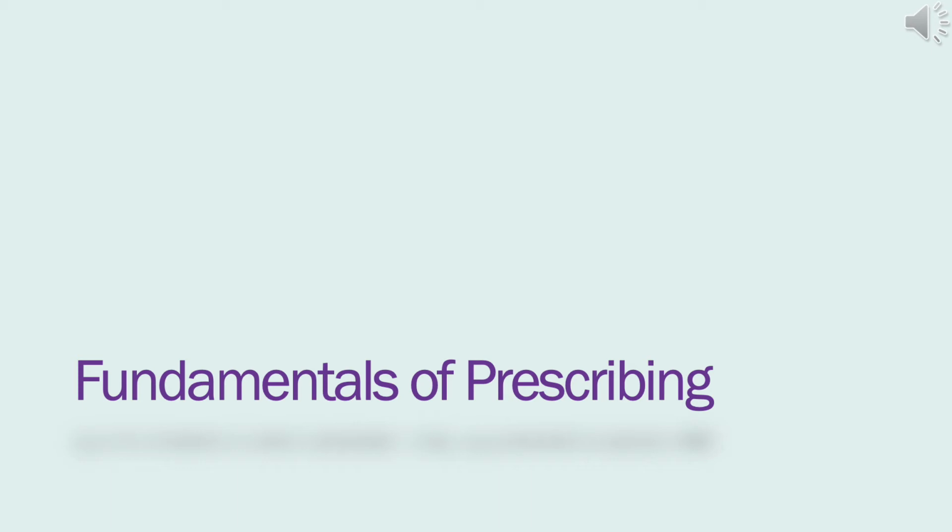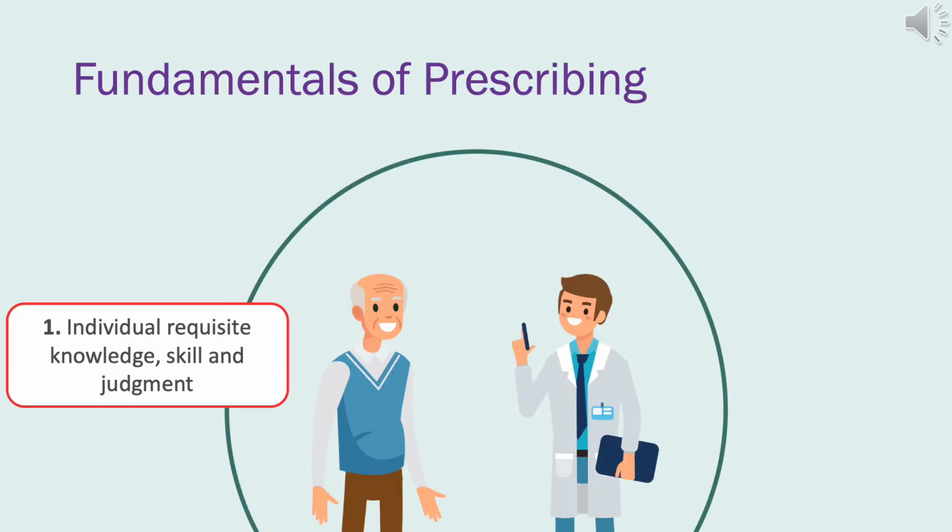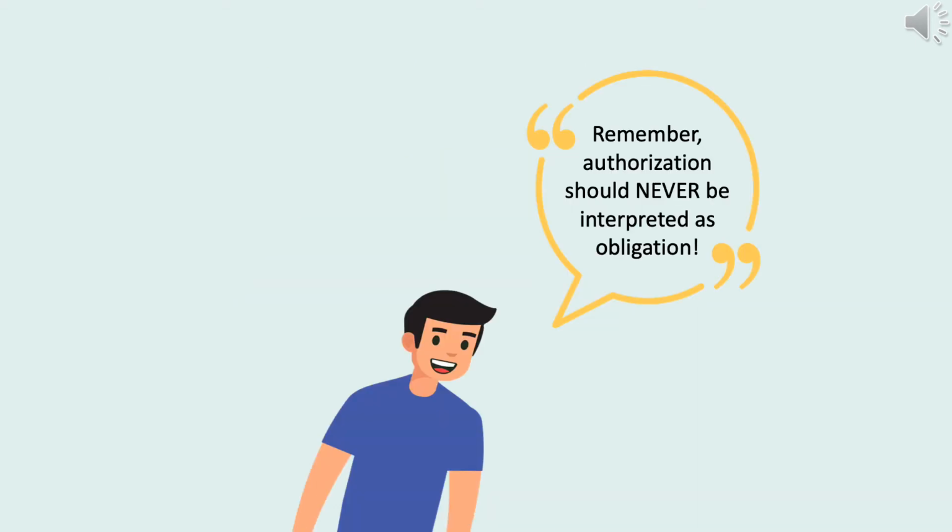There are 5 components fundamental to the act of prescribing. Remember, authorization should never be interpreted as obligation. As with any area of pharmacy practice, and according to Section 18 of the regulation, pharmacists have the responsibility to engage and perform only in those aspects of practice for which they have the requisite knowledge, skill, and judgment. Prescribing is no exception to that rule.